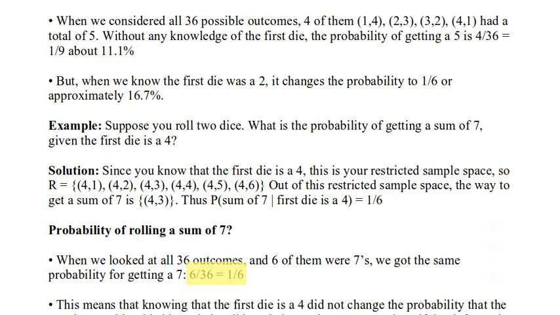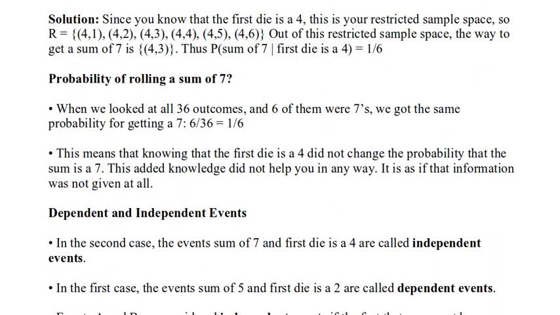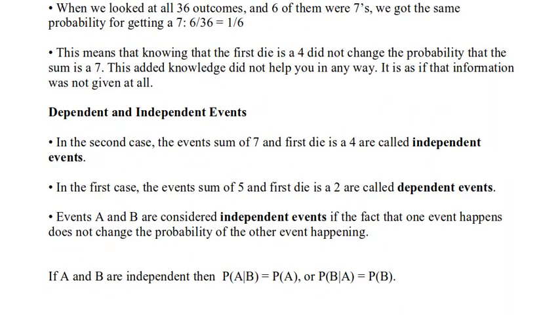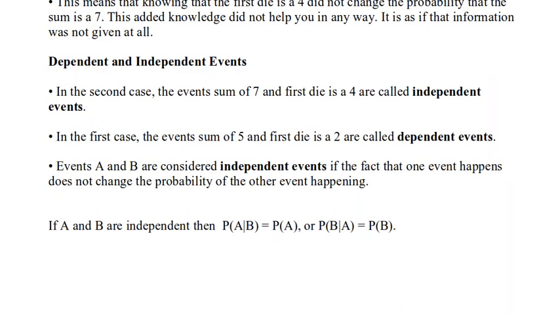So just like we were proposing at the beginning, knowing that the first die is a 4 does not change the probability of getting a sum of 7. So I'm going to say that again. This means that knowing that the first die is a 4 did not change the probability that the sum is a 7. This additional knowledge did not help us in any way. It is as if the information was not given at all. So in the second case, the events that the sum is 7 and the first die rolls a 4 are called independent events. One does not affect the other.